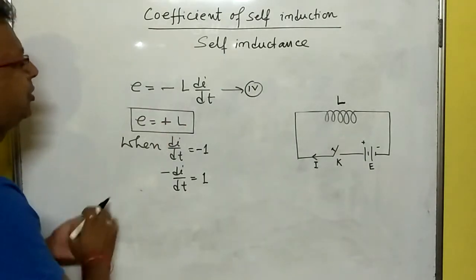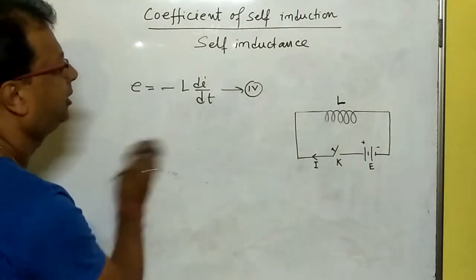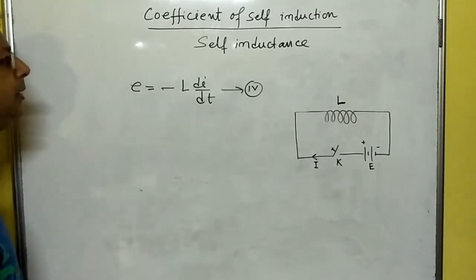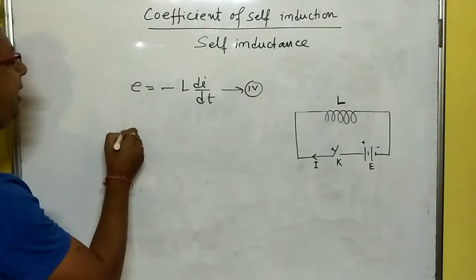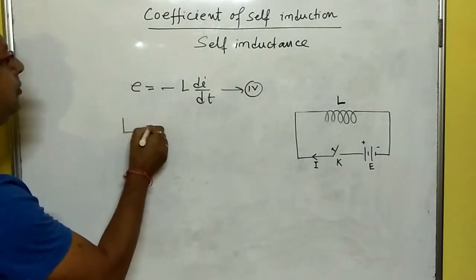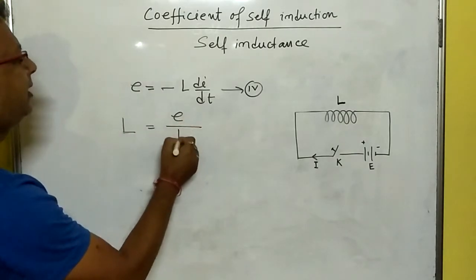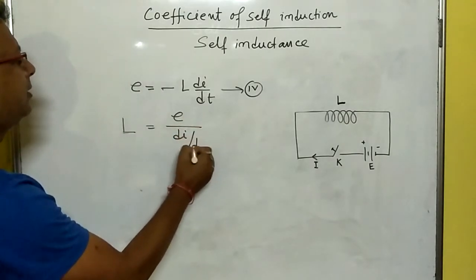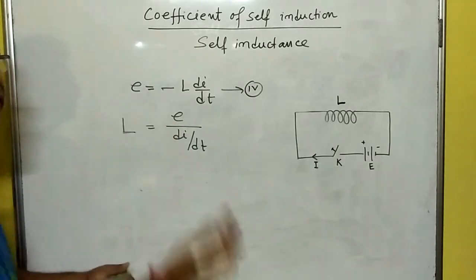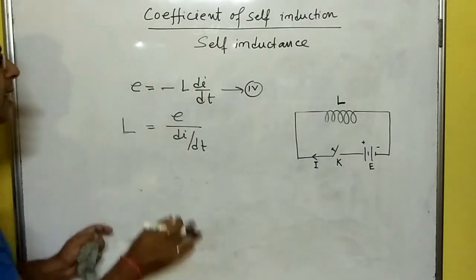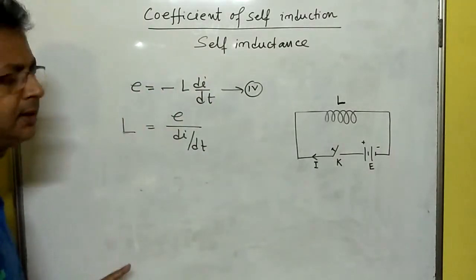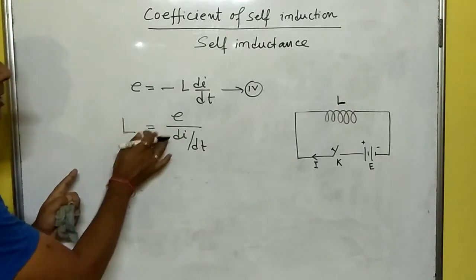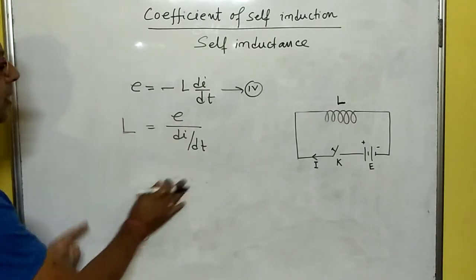Now, from this expression, we can find out the units of L. We can write L is equal to E divided by di by dt. For now, to write the units, forget about the minus sign, or you can take the modulus of this. So L equals E by di by dt.